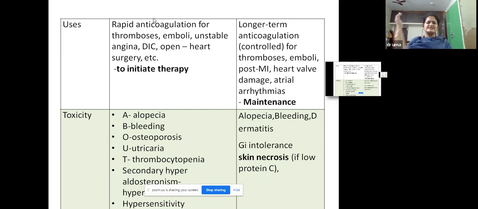Toxicity with heparin is alopecia, bleeding, osteoporosis, urticaria, thrombocytopenia, secondary hyperaldosteronism, hypersensitivity reaction. And with warfarin, it is alopecia, bleeding, dermatitis. Due to low potency of protein C, it causes skin necrosis.